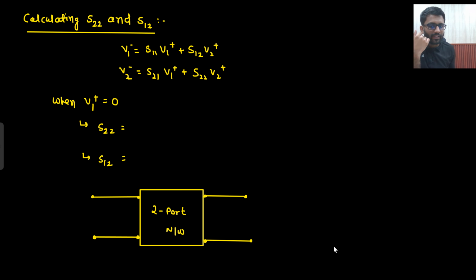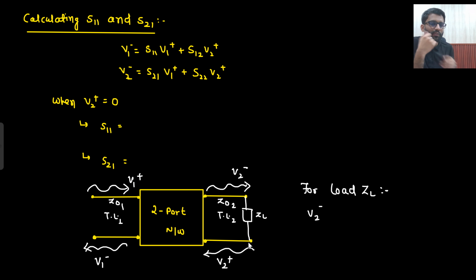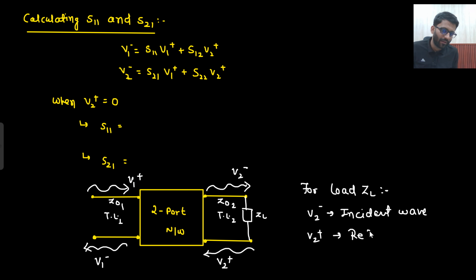Now what will this load think? If I connect a load here, what will this load think? That V2 minus is my incident wave across this load and V2 plus is the reflected wave. Now you tell me, what should be the value of ZL to make V2 plus equal to 0? Think about it.